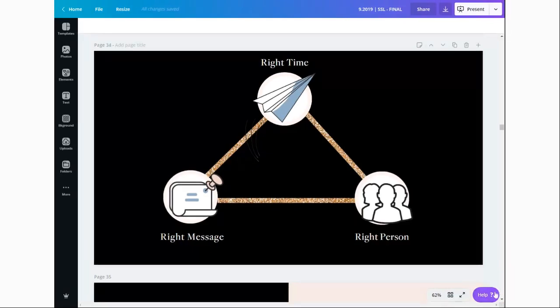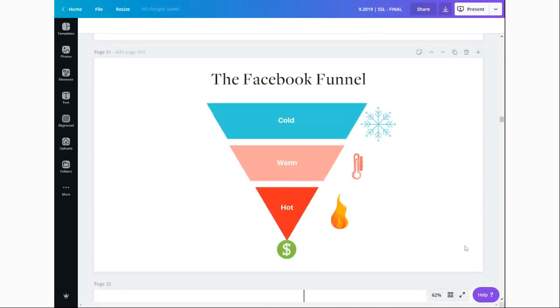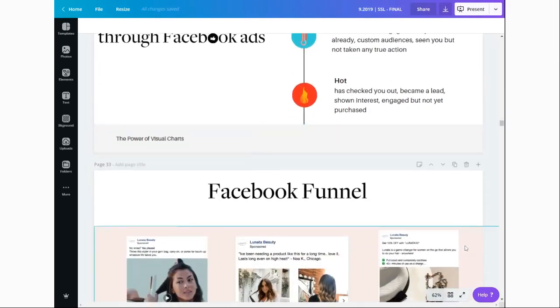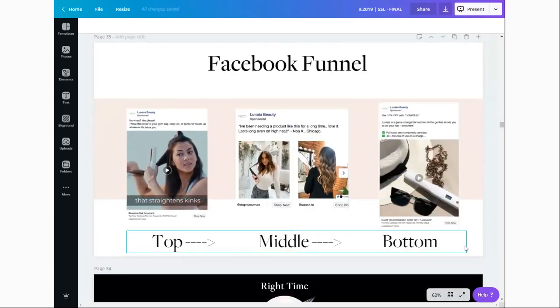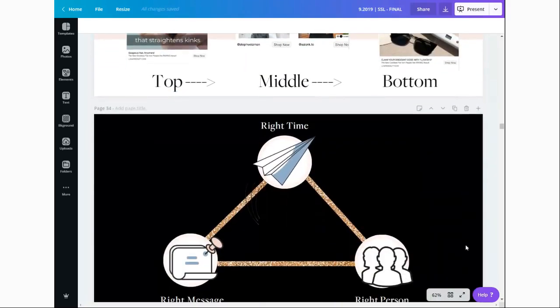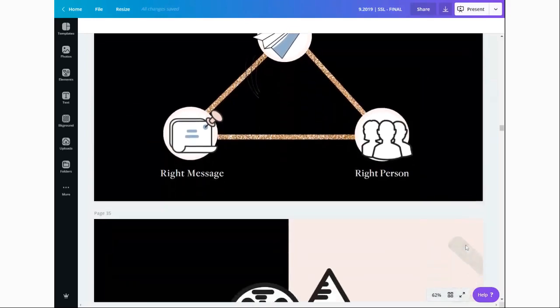So when you have the right message, the right time, the right person, you have a system that you can rely on to generate sales. And the way that you do that is with the Facebook funnel, okay? Your ads need to be following the Facebook funnel if you want them to succeed, okay? And I'm going to share a few case studies with you guys as well for people who did this and really made a big difference in their business, all right?